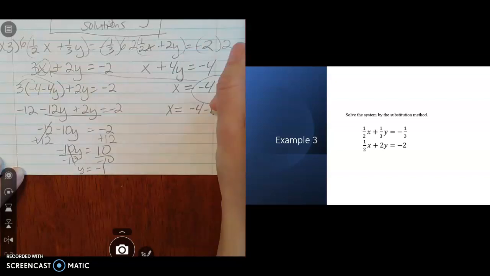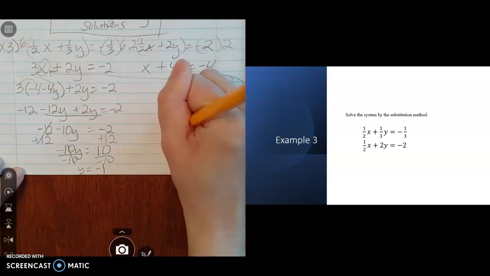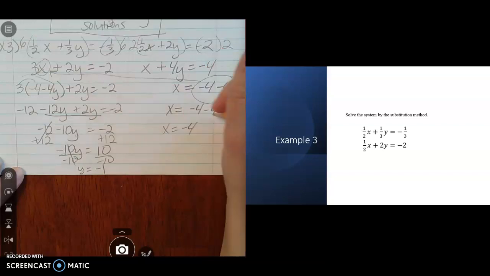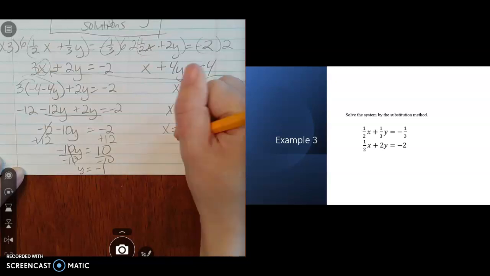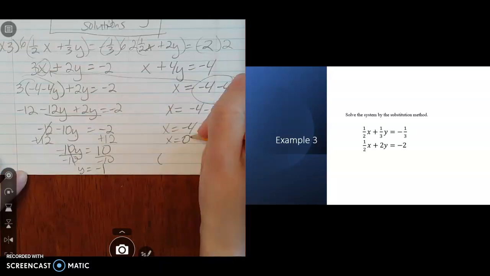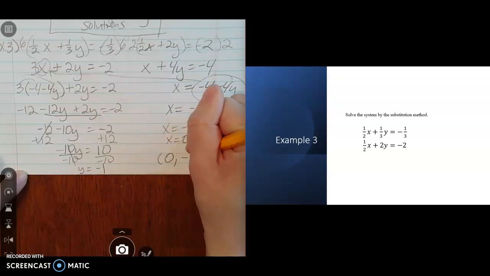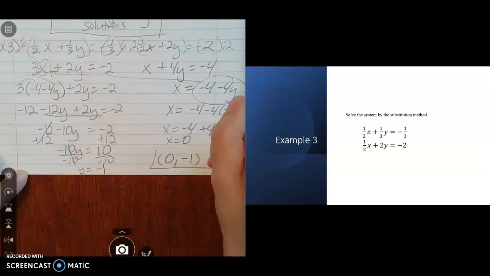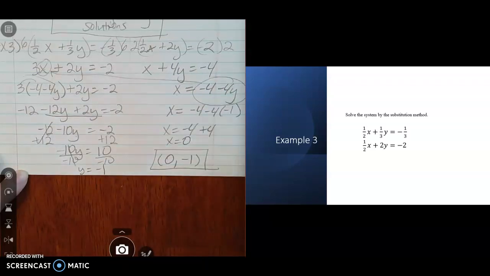So I'll multiply before I subtract. So I'll have negative 4. Negative 4 times negative 1 is a positive 4. So now I've got negative 4 plus 4, which would be 0. And 0 is a number. It is not no solution. It is a number. So our solution is x is 0 and y is negative 1. And that is the answer that works for both equations at the same time in this one.